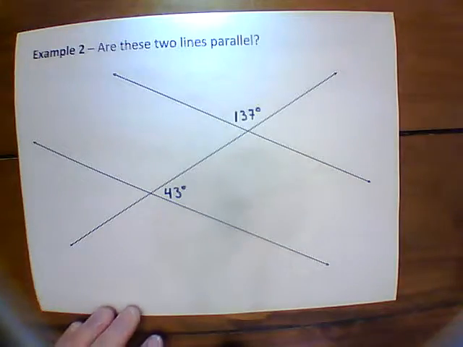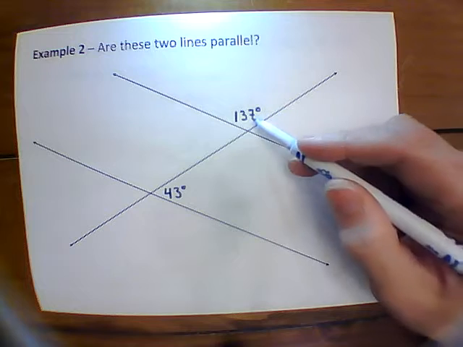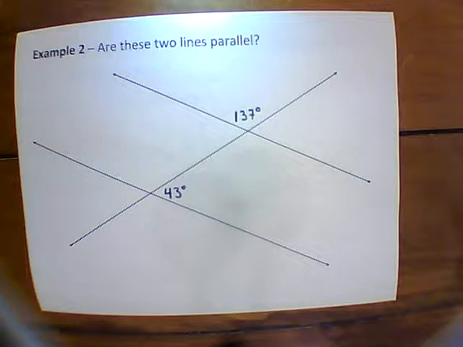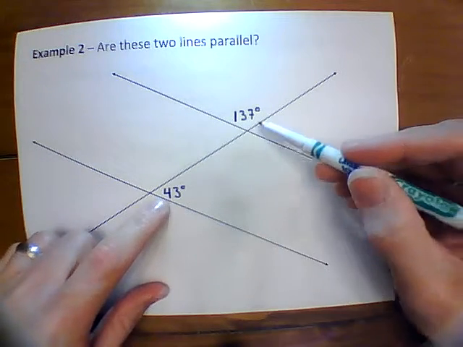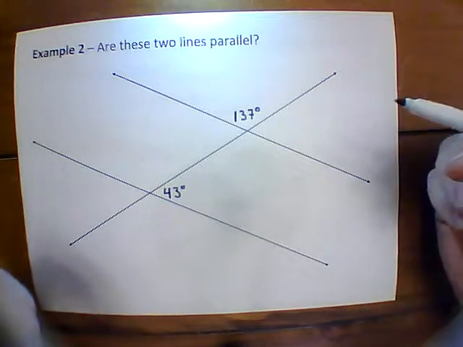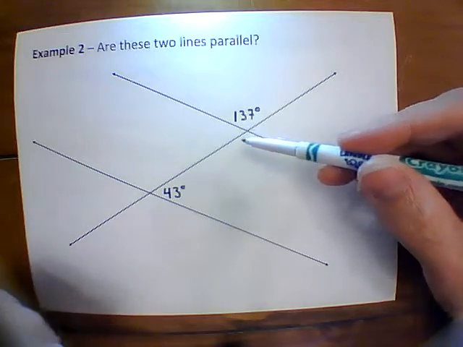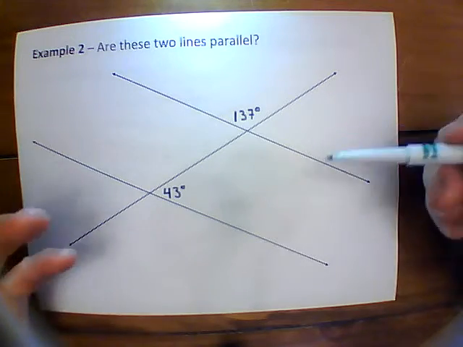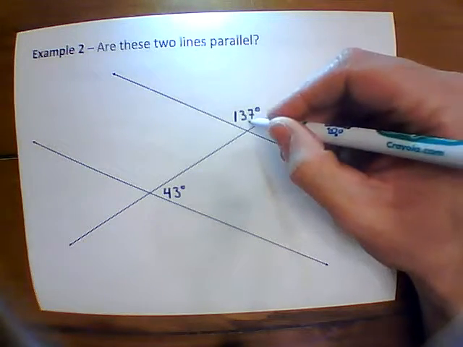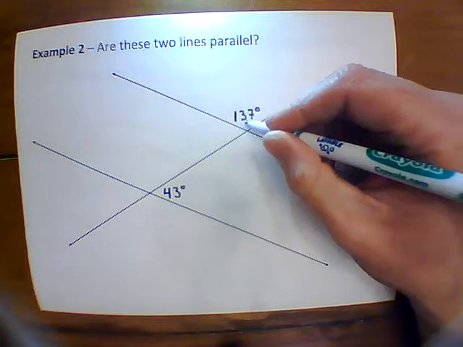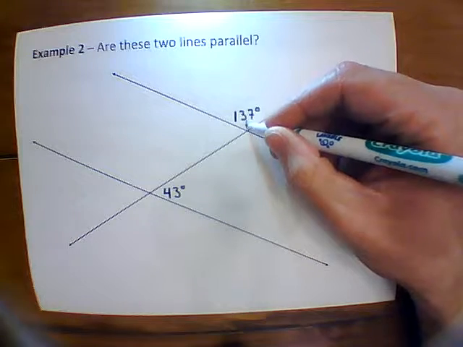A similar example looks like this one, where we have 137 and 43. Now, once again, these are not any of the special angles that we have. They're not any special angle pairs. 43 does not correspond to 137. They are not alternate interior. They are not alternate exterior. They are not same side interior. So I got to figure out a way to get 137 or 43 to a spot where they would be corresponding, same side interior, or alternate exterior. Now, one theorem that we know from previous chapters is the vertical angle theorem, which tells us that when two lines intersect, the angles that are across the intersection from each other are congruent.